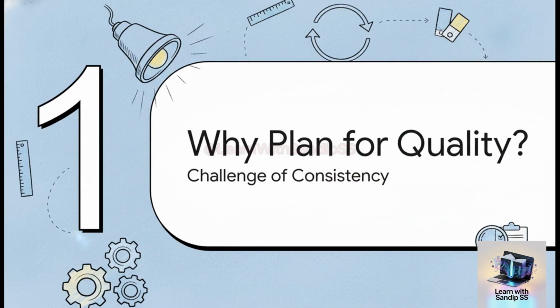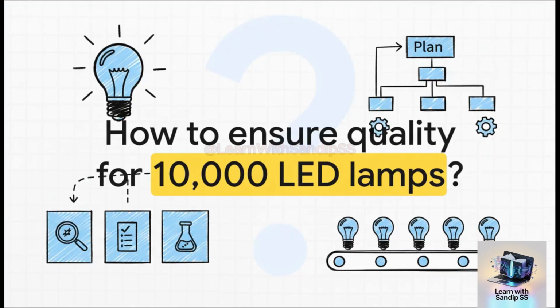Why bother with all this detailed planning? Why go through all the trouble? Well, it really all comes down to solving one huge, universal challenge: consistency. I mean, just imagine this for a second. Your company gets a delivery of 10,000 LED lamps. How on earth do you make sure that every single one of them is up to snuff? How do you know that lamp number 9,999 is just as good as lamp number 1? It sounds like a massive headache, right?